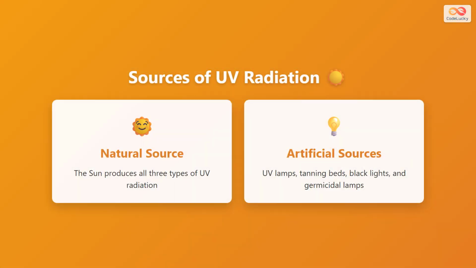Ultraviolet radiation comes from both natural and artificial sources. The primary natural source is the sun, which emits all three types of UV radiation: UVA, UVB, and UVC. However, as mentioned earlier, the ozone layer filters out most UVC and some UVB before it reaches us. Artificial sources include UV lamps used in various applications, tanning beds that emit controlled amounts of UVA and UVB, black lights that make fluorescent materials glow, and germicidal lamps that use UVC for sterilization purposes.